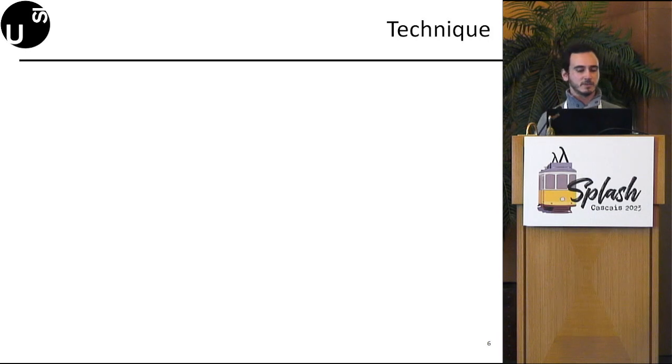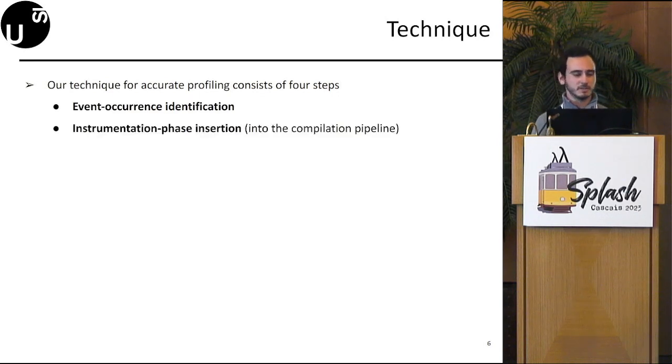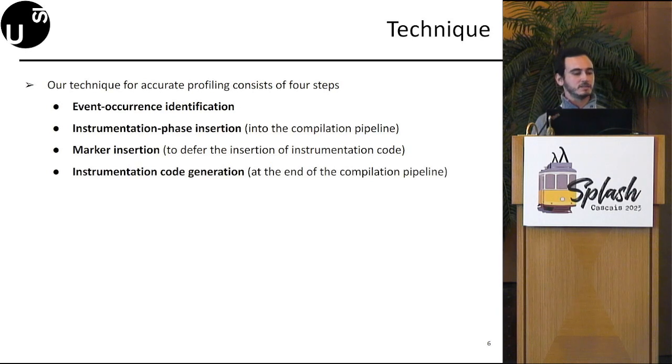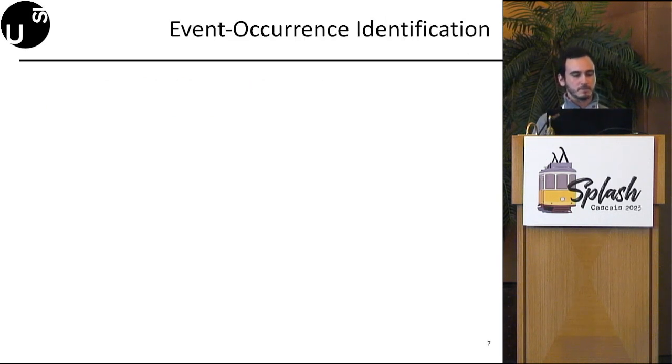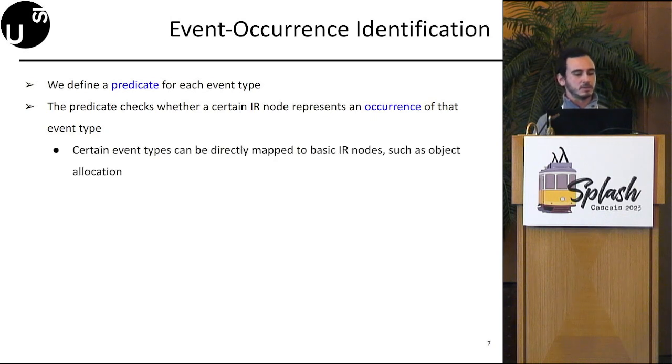I would like to describe now our technique. Our technique for accurate profiling consists of four steps, namely the event occurrence identification, the instrumentation phase insertion into the compilation pipeline, the marker insertion, and finally, the instrumentation code generation that takes place at the end of the compilation pipeline. I will now explain each of these steps in detail. To identify the event occurrences of interest, we define a predicate for each event type. The predicate checks whether a certain IR node represents an occurrence of that event type. We would like to note that certain event types can be directly mapped to basic IR nodes, such as object allocations, while others must be identified with static analysis.